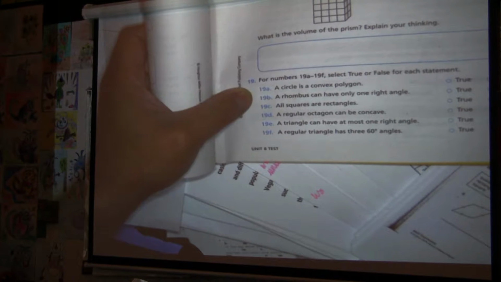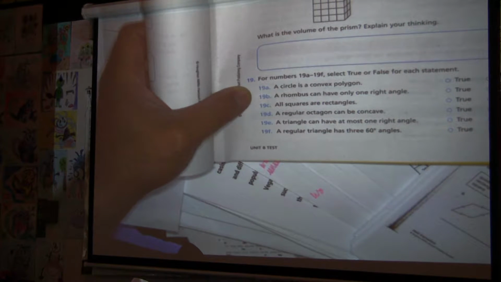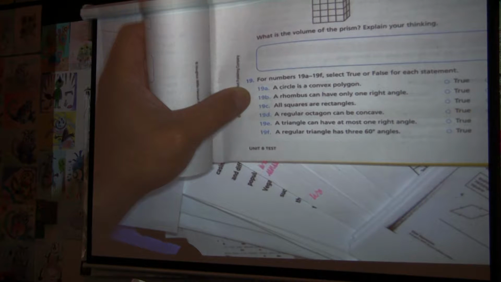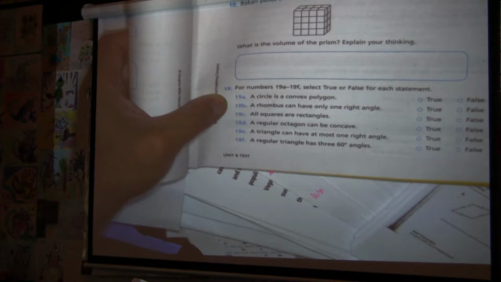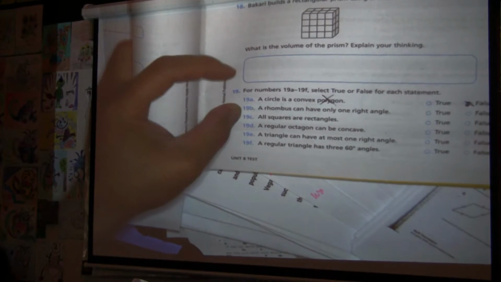A circle is a convex polygon? No. I don't even know if there's such a thing as a not convex polygon. A circle. Oh, it's not a polygon. Yeah, because a polygon has to have sides. Segments. It needs to be made of segments.